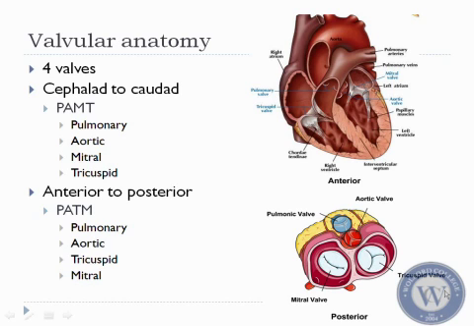Okay? The easiest valve to see, on the other hand, is the one that's posterior the most and inferior partly, which is the mitral valve. The mitral valve is very, very easy to see, as well as the tricuspid valve, but by far the easier one to see is the mitral valve.